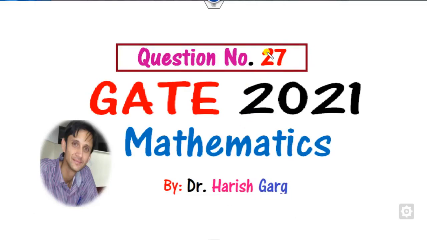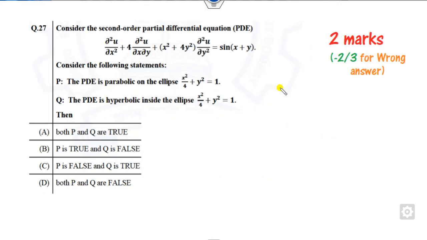Hello students, welcome to question number 27, which was asked in GATE 2021 Mathematics. This question is for 2 marks, but if you get a wrong answer, 2/3 marks will be deducted. But you can see that very simple concepts are involved. Within 1 minute's time, you can easily get 2 marks.